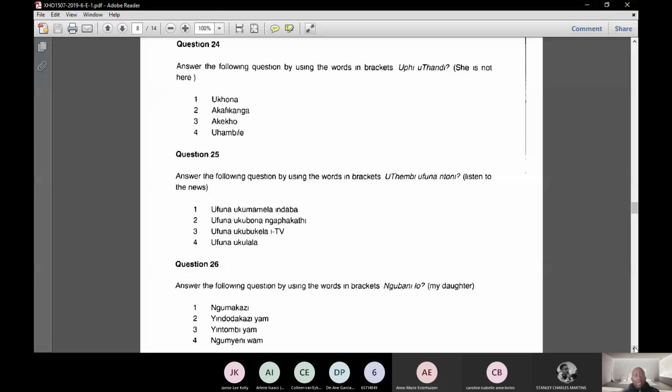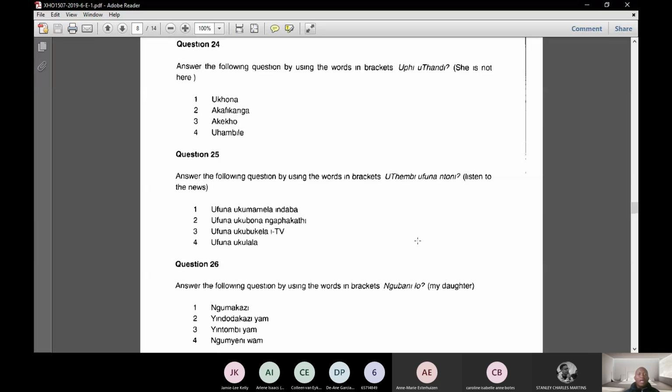Ukhona is positive, akekho is negative. You have replaced the suffix A with the letter O, and you have added the A. So for question number 24, the correct answer is akekho, she is not here. Ukhona means she is here. Akafikanga, she didn't arrive. Akekho, she is not here. Uhambile, she left.